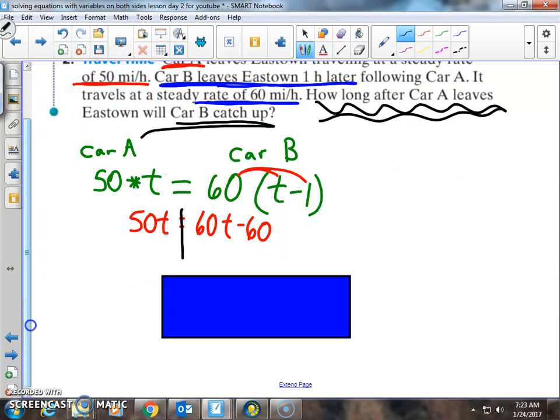As always, pick a side to get rid of the variables. I'm going to take the variables off of the right side this time. There's 60t there. I'm going to take away or subtract 60t. And 50t minus 60t I know is negative 10t. And on the right side, that would leave me with 0 minus 60 or negative 60.